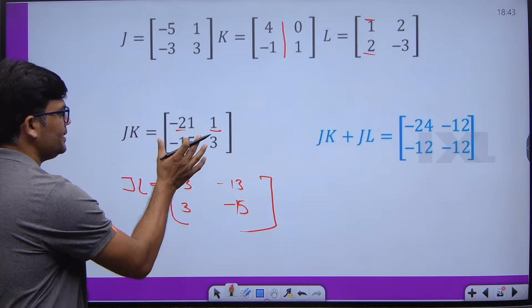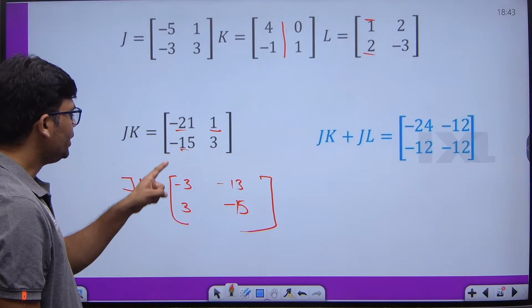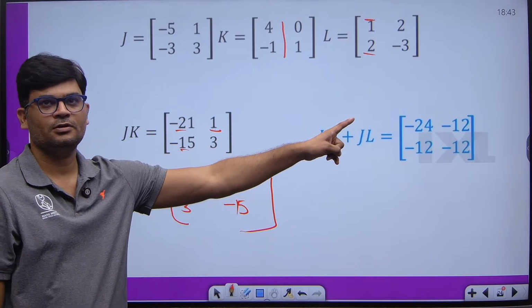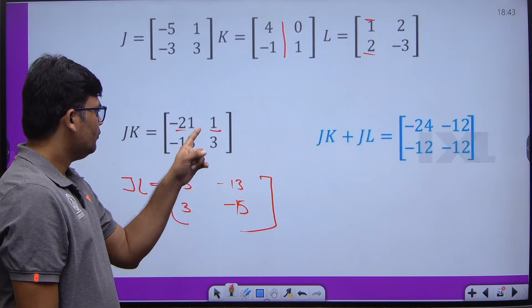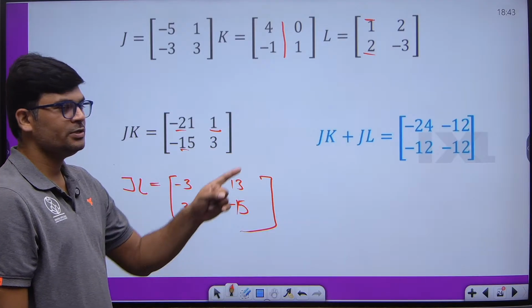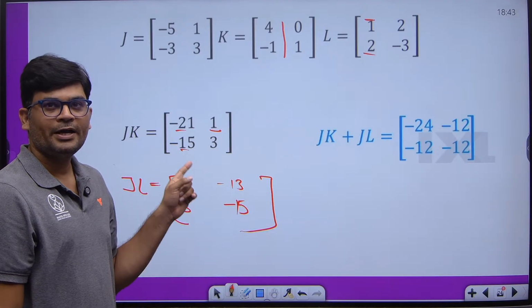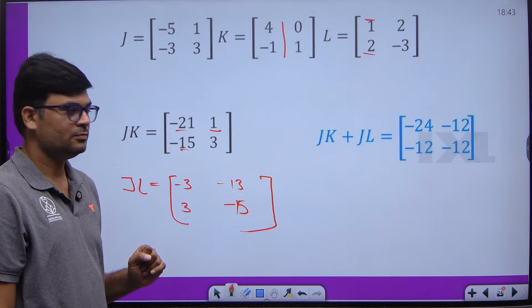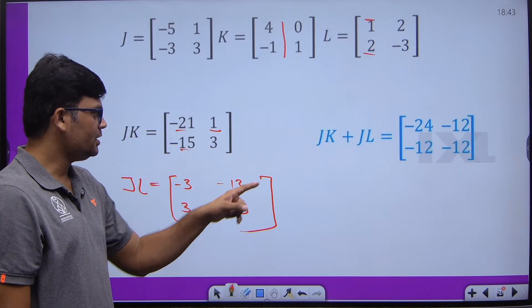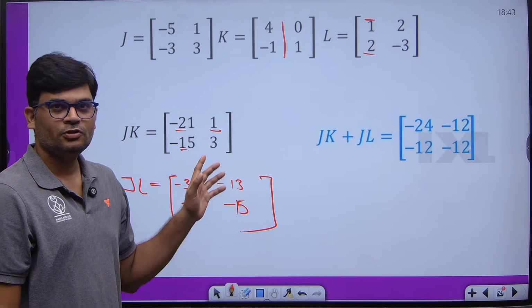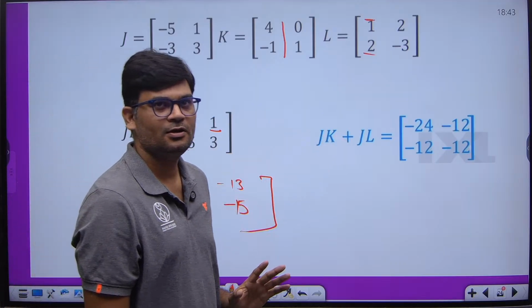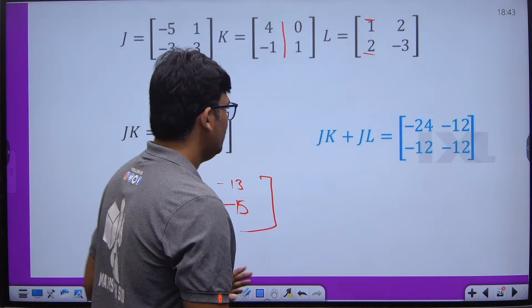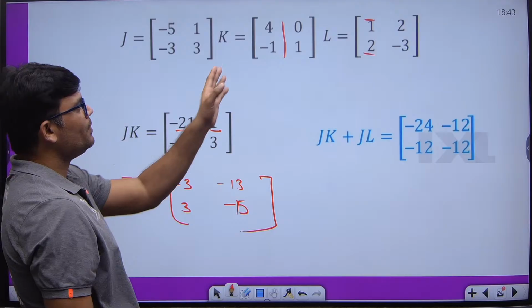Very good. Now let us add them. So negative 21, negative 3 is how much? Negative 24. 1 minus 13 is how much? Negative 12. Minus 15 plus 3 is how much? Minus 12. And 3 minus 15 is how much? Minus 12. So this is JK plus JL. Alright? Okay.